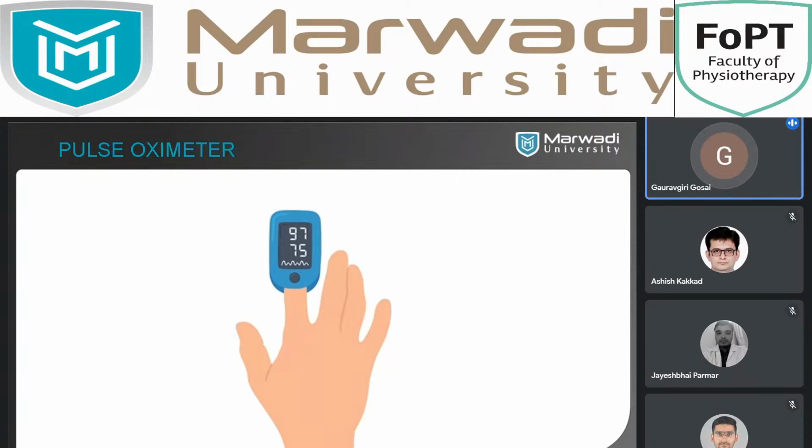So if you are seeing your heart rate, how much your heart rate is while you are exercising, to track that, this is a very useful device.